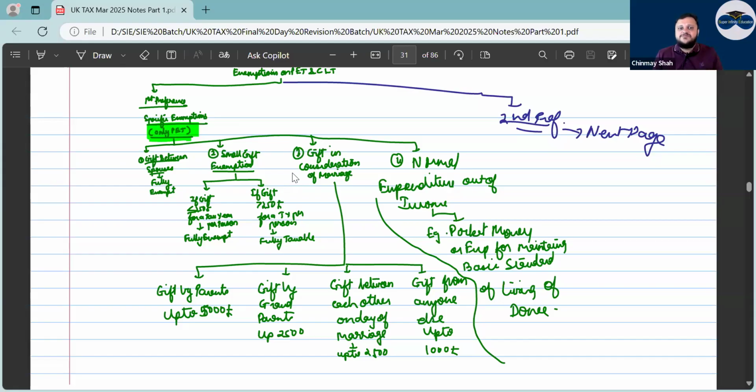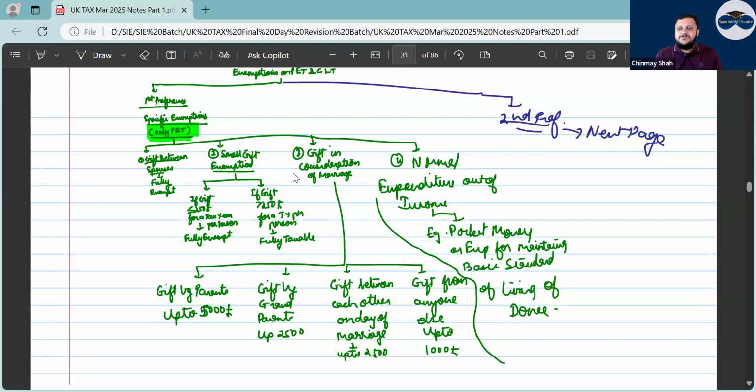So first preference is always to specific exemption, and in specific exemption, the first exemption is fully exempt gifts between spouses. Second is small gift exemption if the gift is less than or equal to 250 pounds for a tax year per person. If the gift is greater than 250 pounds for a tax year per person, it will be fully taxable, correct?